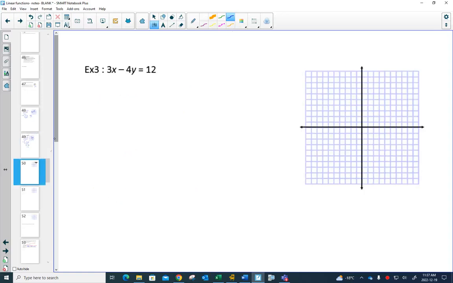Okay, one for you to try. Actually, I think the next 3 are full. The last 2 are a little bit different. But I'll let you try example 3 on your own.